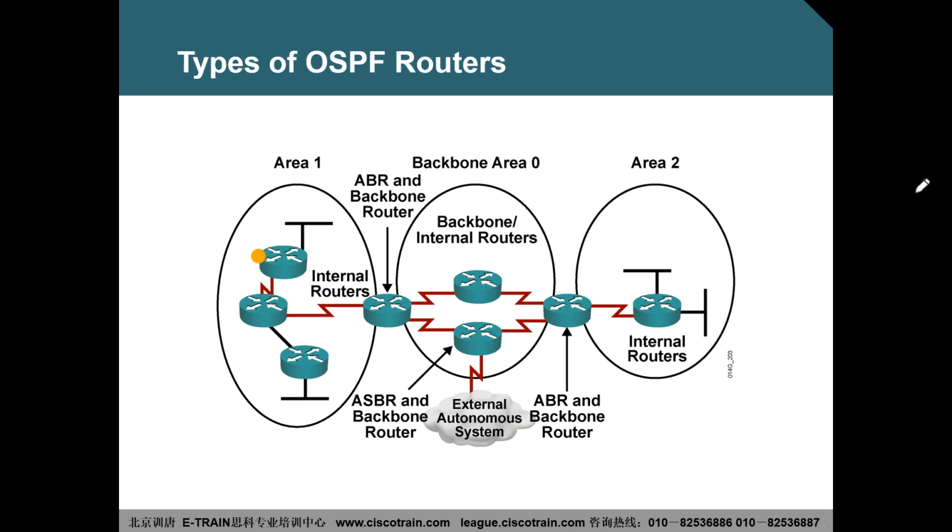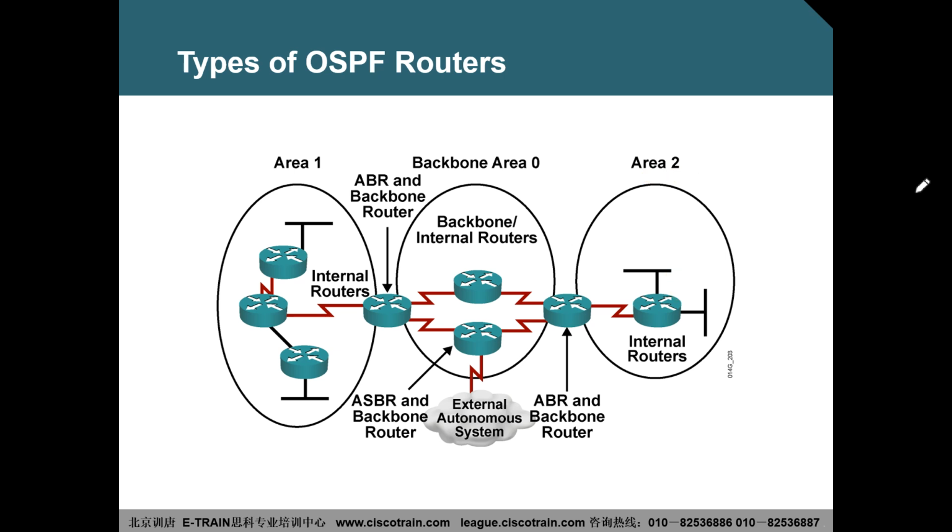And these routers are internal to area 1. These routers are internal to area 0, but they also have another special name called backbone routers because they belong to area 0. And this has another special name called ASBR. So it is not only a backbone router, it is also an ASBR, Autonomous System Border Router. And we have another internal router, internal to area 2.